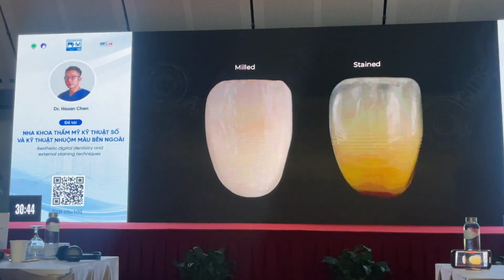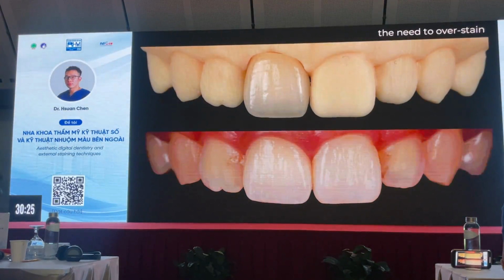So this is before, and this is after. This is entirely just stained without layering, without cutting back. The whole process, including the firing, takes about 30 minutes. And of the 30 minutes, 20 minutes of it is actually in the oven. And so with this technique, what we can do is stain restorations to make them look like natural teeth. And it's very important to overstain.